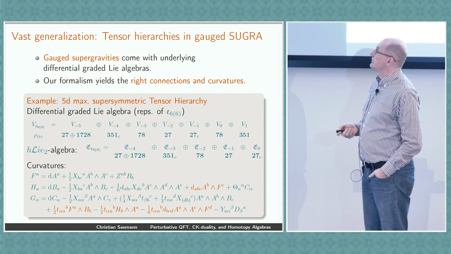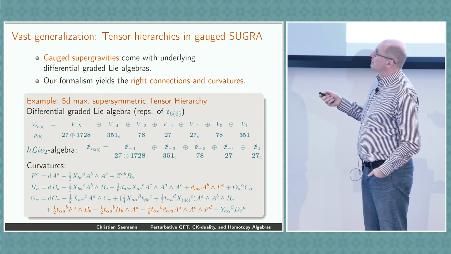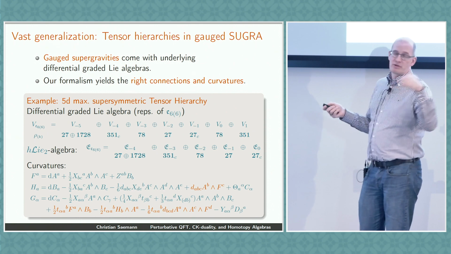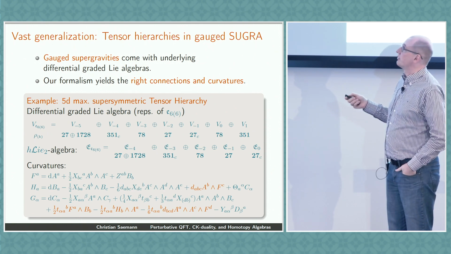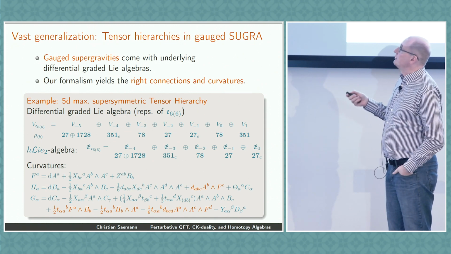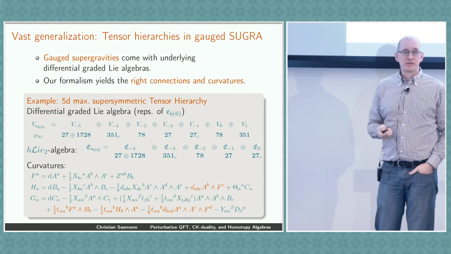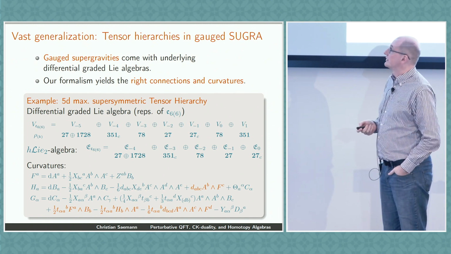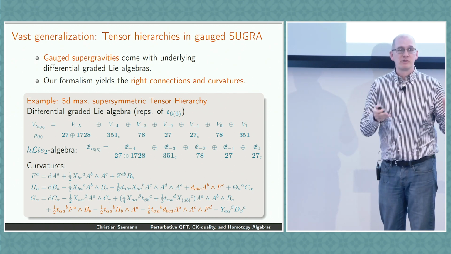But what you can do directly is the following. Gauged supergravities come with an underlying differential graded Lie algebra. You use our construction to construct the corresponding H Lie-2 algebra from that one. And then you automatically get the right connections and curvatures for gauged supergravity, right? So it comes directly out as you would expect, as adjusted connections. This is important, of course, if you want to consider supergravity theories on arbitrary manifolds so that you can glue things together globally.